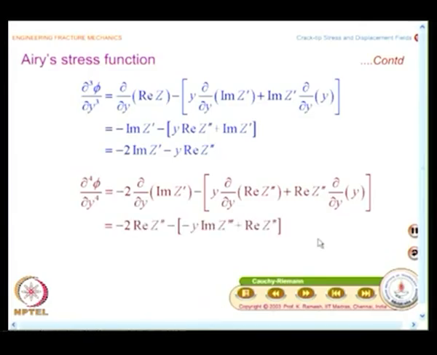So, upon simplification you get this as minus 2 times the real part of z double prime, or I could also have this as minus 3 times the real part of z double prime plus y imaginary part of z triple prime. See, we have evaluated ∂⁴φ/∂x⁴ as well as ∂⁴φ/∂y⁴. Now, we have to get ∂⁴φ/∂x²∂y².